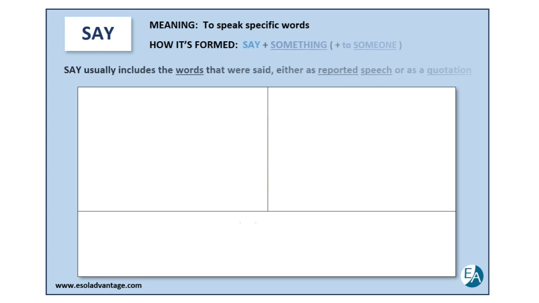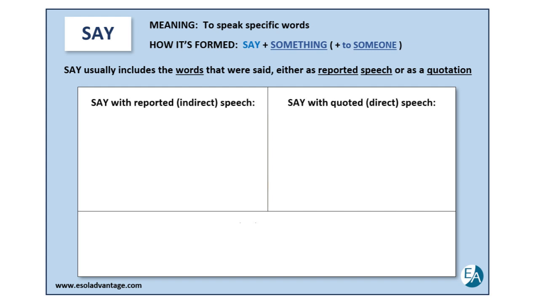Say is a very useful verb, and the meaning of say is to speak specific words. Say is a very specific verb. Here's how it's formed. Say something. Say really focuses on the thing that you want to say. Say something and then optionally to someone. So you can say something or you can say something to someone. Say usually includes the words that were said, either as reported speech or as a quotation.